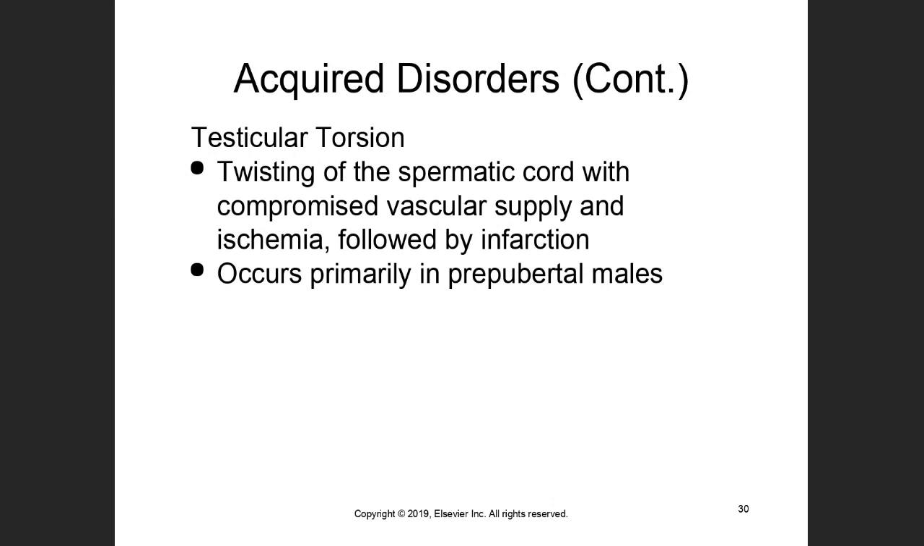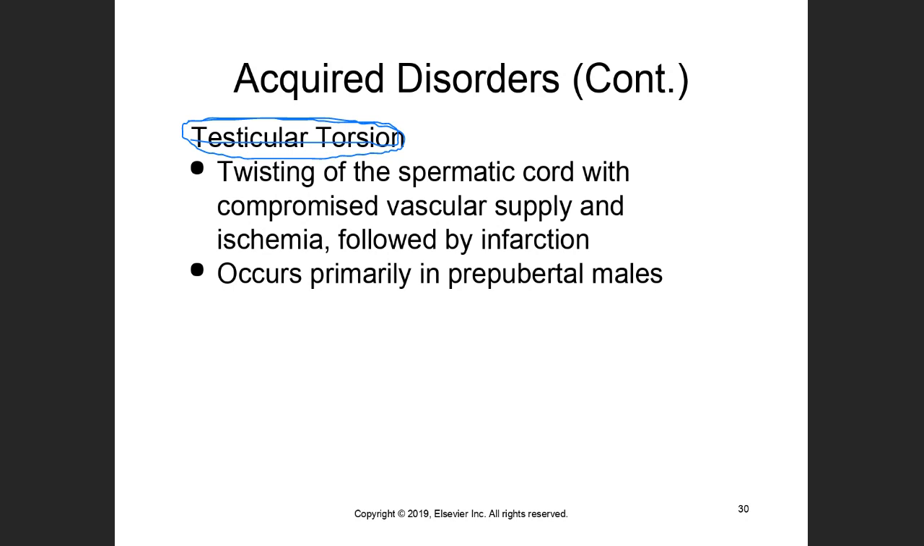Testicular torsion is an emergency. That's twisting of the spermatic cord with compromise of the vascular supply. If you compromise the vascular supply, you produce ischemia. If you produce ischemia, then you produce infarction of the testis, that means that the testis is dead. It occurs primarily in prepubertal males.